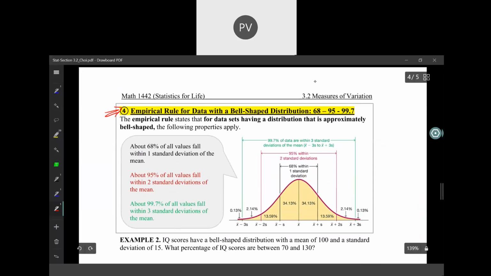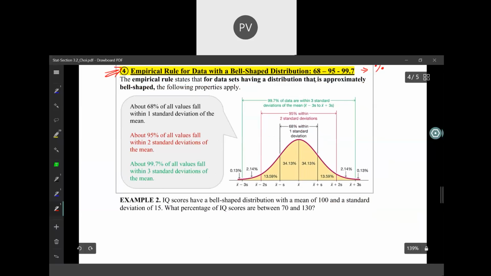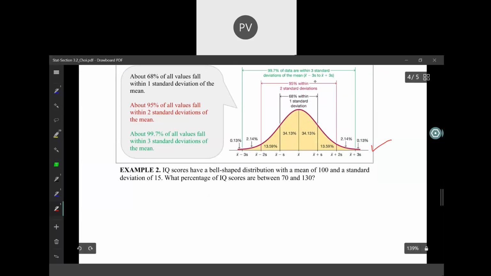This is called the empirical rule for data. Now this 68, 95, 99.7 is nothing but your percentages. Always, if you want to know whether your bell graph, histogram or QQ plot, which we will study later, is normally distributed or not, then it has to satisfy this rule.